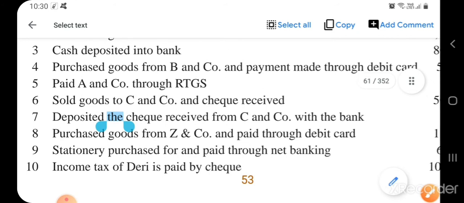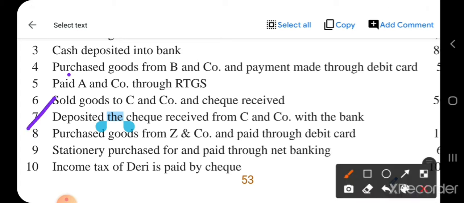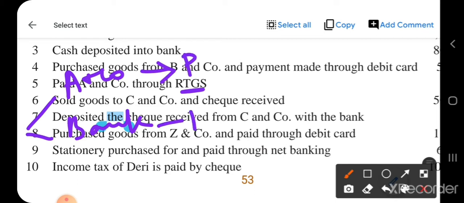date 5, paid A&N Company through RTGS. Paid A&N Company means, what are the two accounts involved? A&N Company, and through RTGS means it is a bank transaction. Okay, so A&N Company is a personal account. Bank is also a personal account. Now apply the rule for personal account. Debit the receiver, credit the giver.